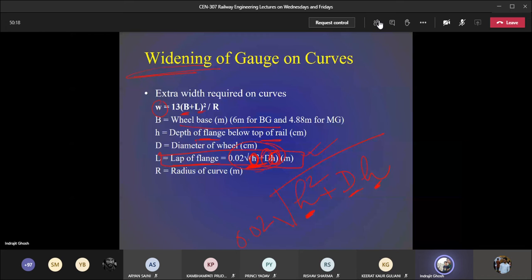And here also you see the formula is set up in such a way that you have to use the unit of centimeter here. You have to use the unit of centimeter here. This is in meter. This is in meter. So let us solve a problem. Please write down this equation.